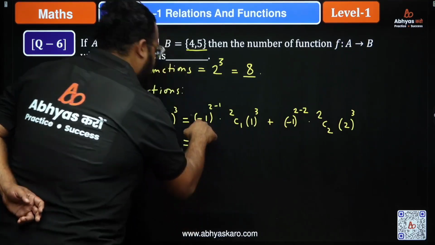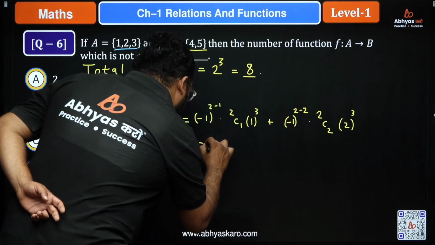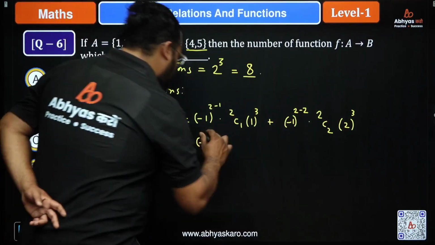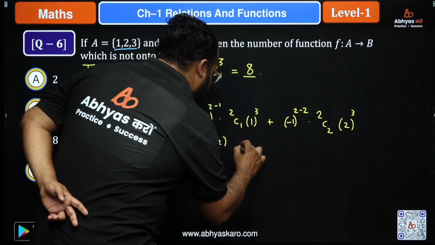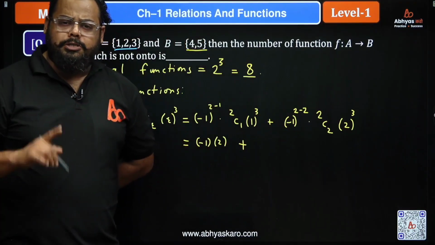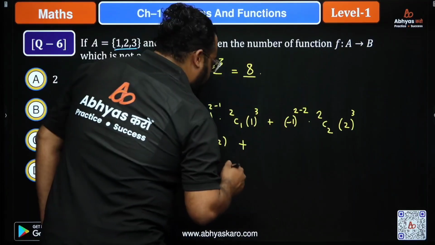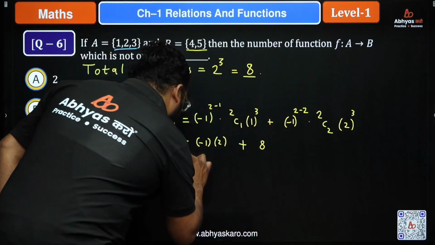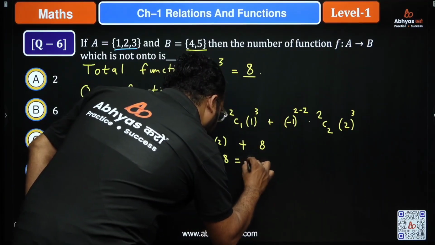So let us check out the answers. Your answer would be -1 raised to 2 minus 1. क्या होगा? 2 minus 1 is 1, -1 raised to 1 is -1 multiplied by 2C1. 2C1 हमें पता है 2 होता है, so into 2. 1 cube is equal to 1, so -1 into 2 will be your first term. For your second term, -1 raised to 2 minus 2, 2 minus 2 is 0. Anything raised to 0 is equal to 1, so first 1 हो जाएगा. 2C2, 2 factorial upon 2 factorial will give you 1 again, and 2 cube is 8. So you have -2 plus 8 will give you 6.